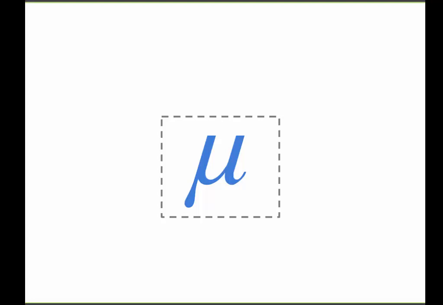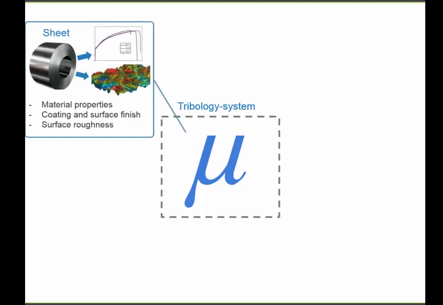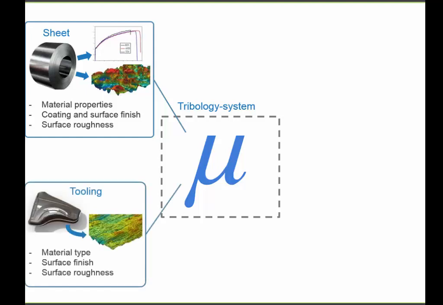Well, if we look at friction, we normally speak about a friction coefficient. We normally speak about a tribology system because it's in fact not one number, but it depends on a lot of dependencies. Amongst others, influence on friction has your sheet material. So what kind of material are you using? What are the properties of your sheet material? What is the coating, the surface finish? What is the surface roughness of your sheet material?